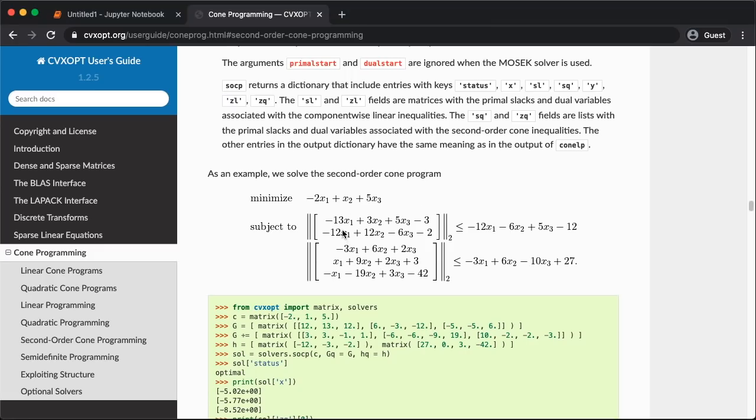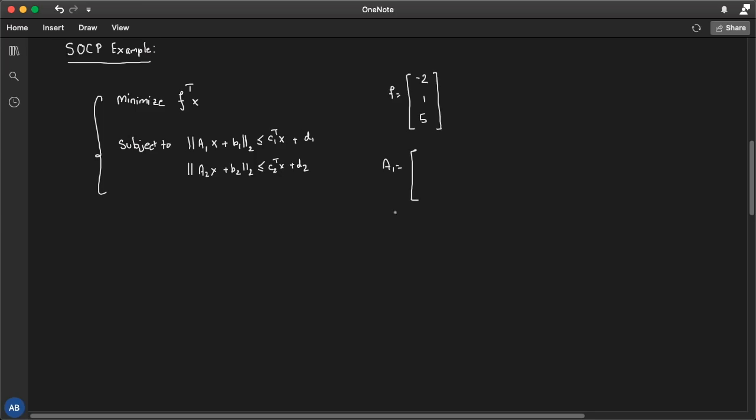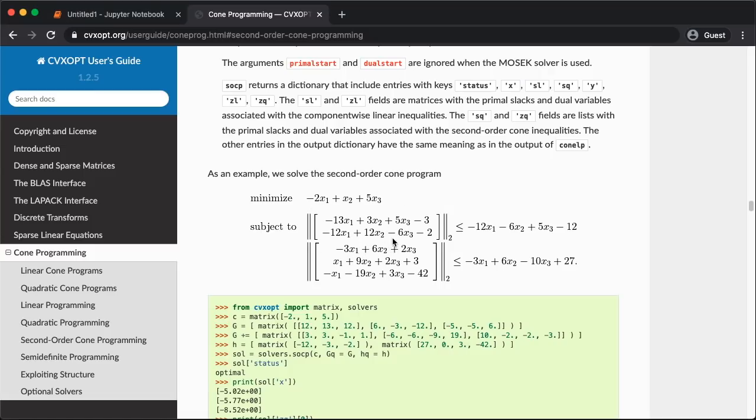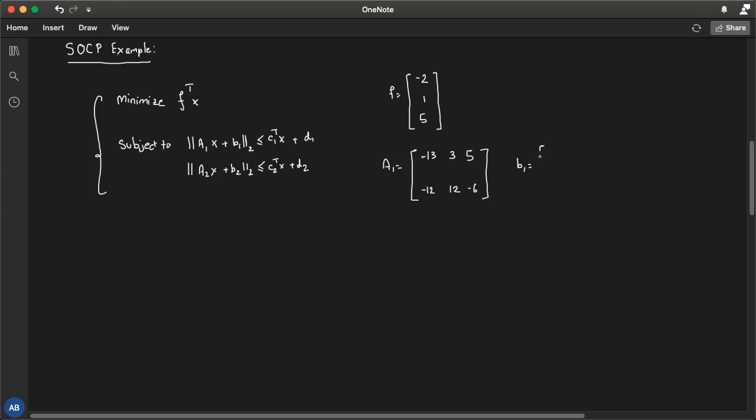A1 is actually a 2 by 3 matrix, right? 3 number of parameters, 2 number of rows or equations, containing the linear coefficients. So minus 13, 3, 5, and minus 12, 12, and minus 6. So let's copy that down. Right, so minus 13, 3, 5, minus 12, 12, and minus 6. As over here. And my B1 vector is minus 3, minus 2. The constants that you see over here. So B1 is minus 3 and minus 2.